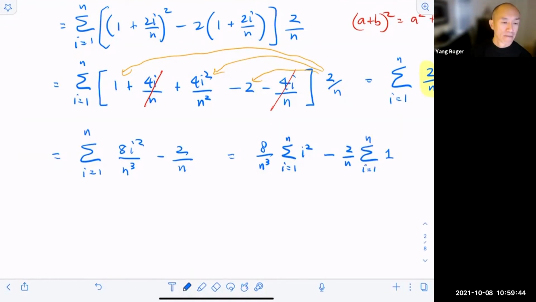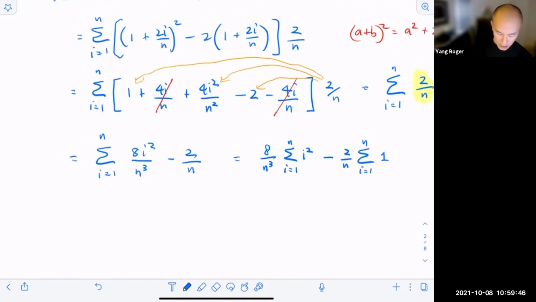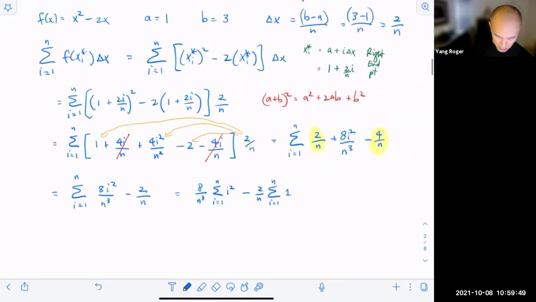Okay. Are there any questions now? So this object right here, this whole line, this is our Riemann sum.